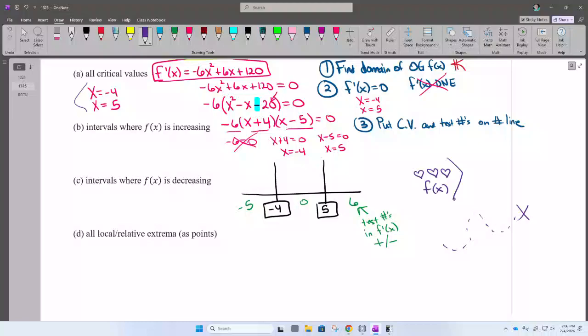And so right here I'm going to say plug X values into original function to get Y values. And the Y values are basically the treasure. The Y values are the actual max and min. It's a little side note that we'll be coming back to many, many times.